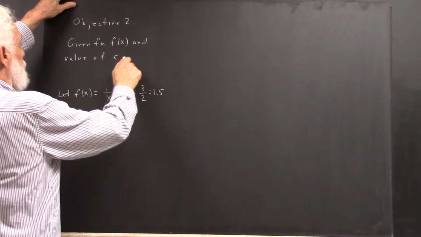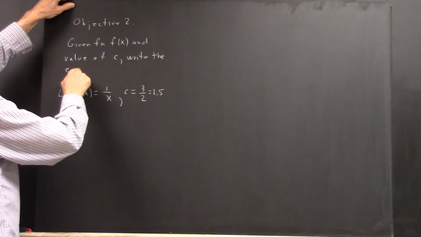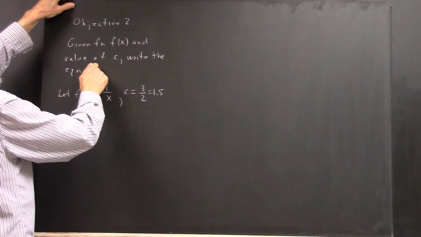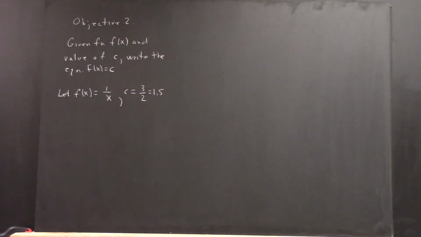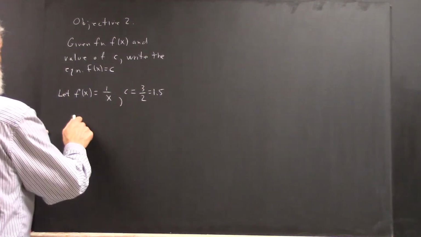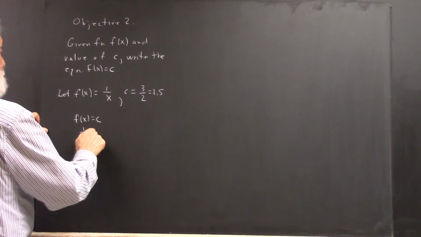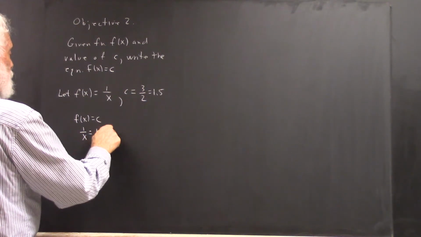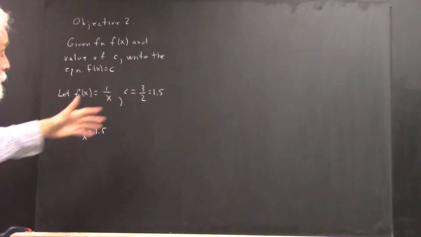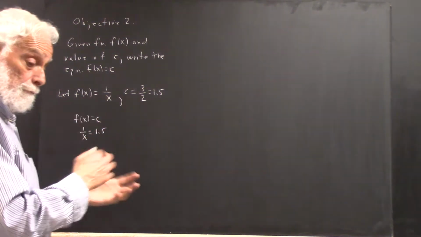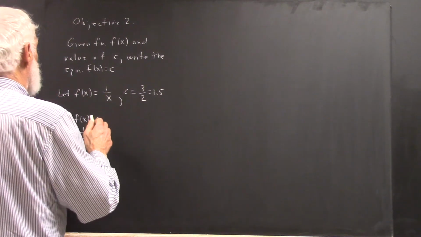Okay? Now, what do we want to do? Write the equation f of x equals c. Okay. Well, that's easy. We have the equation f of x equals c. F of x is 1 over x, and c is 1.5. So there's the equation. Now this is an easy equation to solve. We do that just using regular manipulations. But we're going to solve it now.